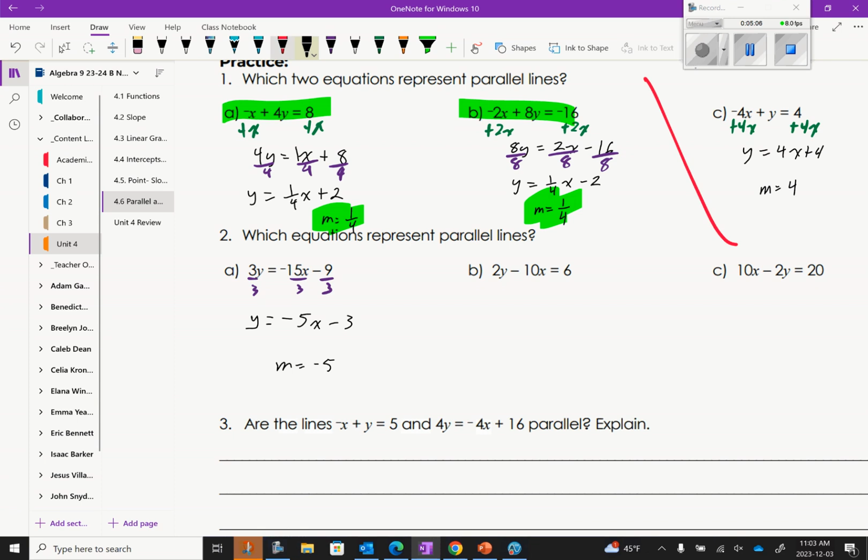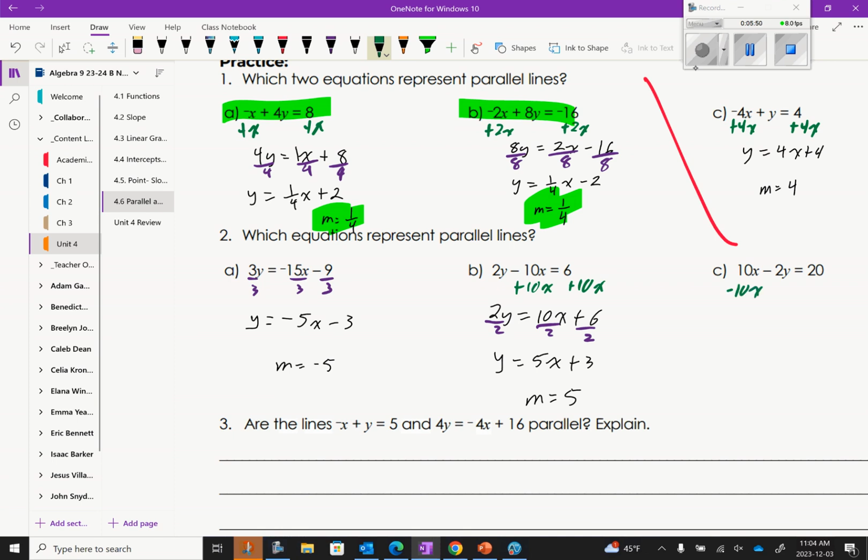Part B, now again, a little bit of work here. I want to be careful. It didn't say 2x. It starts off with 2y. I want to add 10x to both sides to get the y term by itself. So 2y is equal to 10x plus 6. Divide everything by 2. Y is equal to 5x plus 3. So the slope here is, wait, positive 5 is not the same thing as -5. Those two aren't parallel. Well, what happens to the third one here?